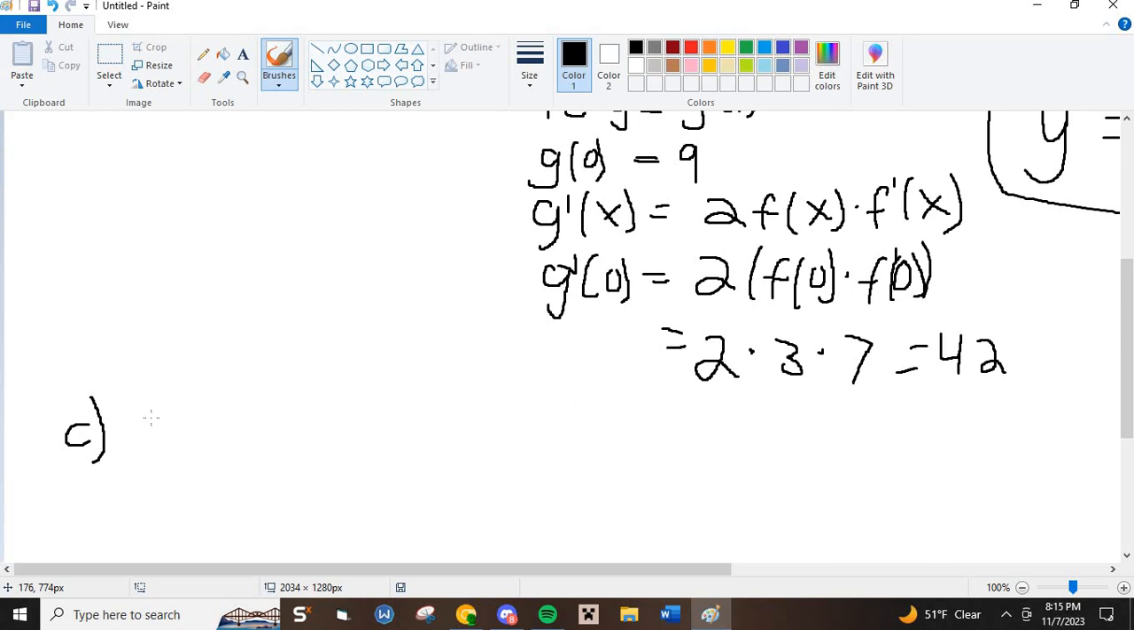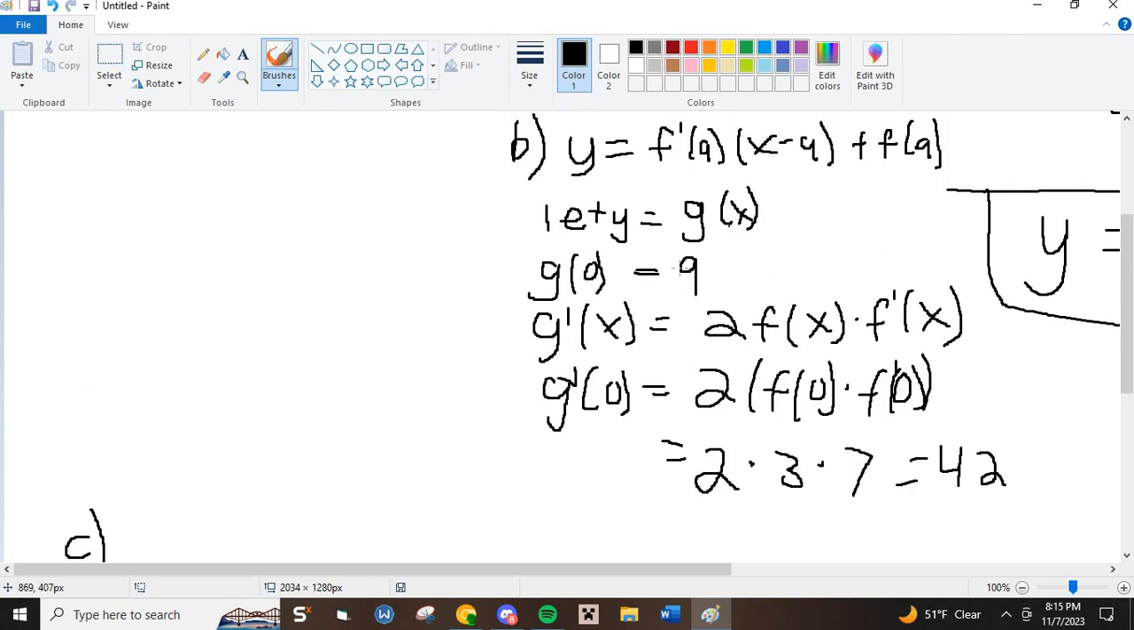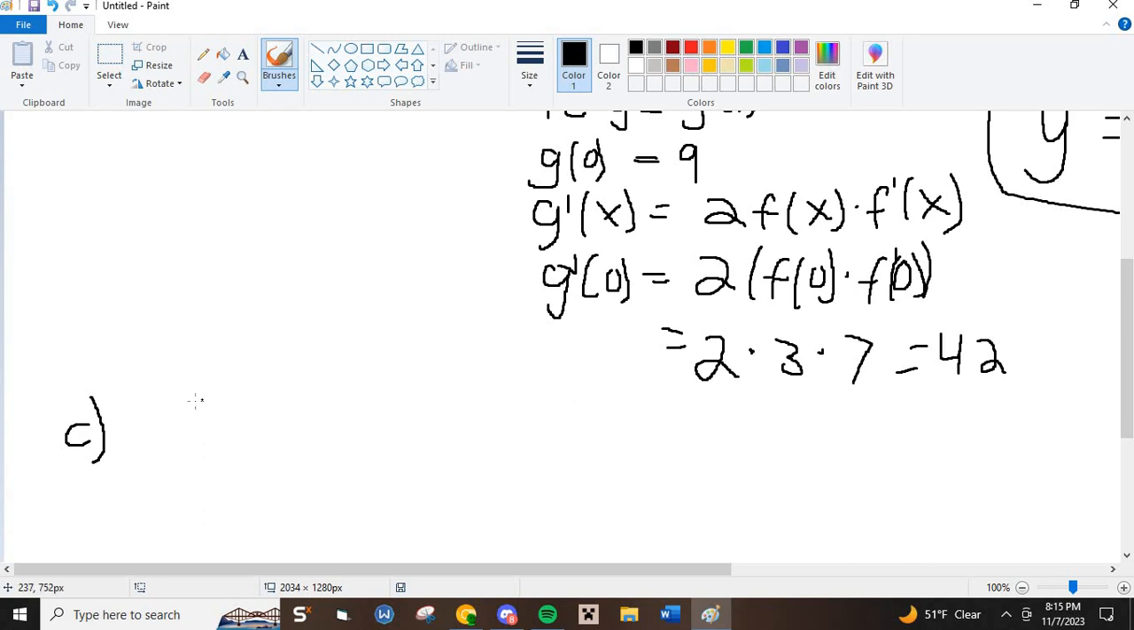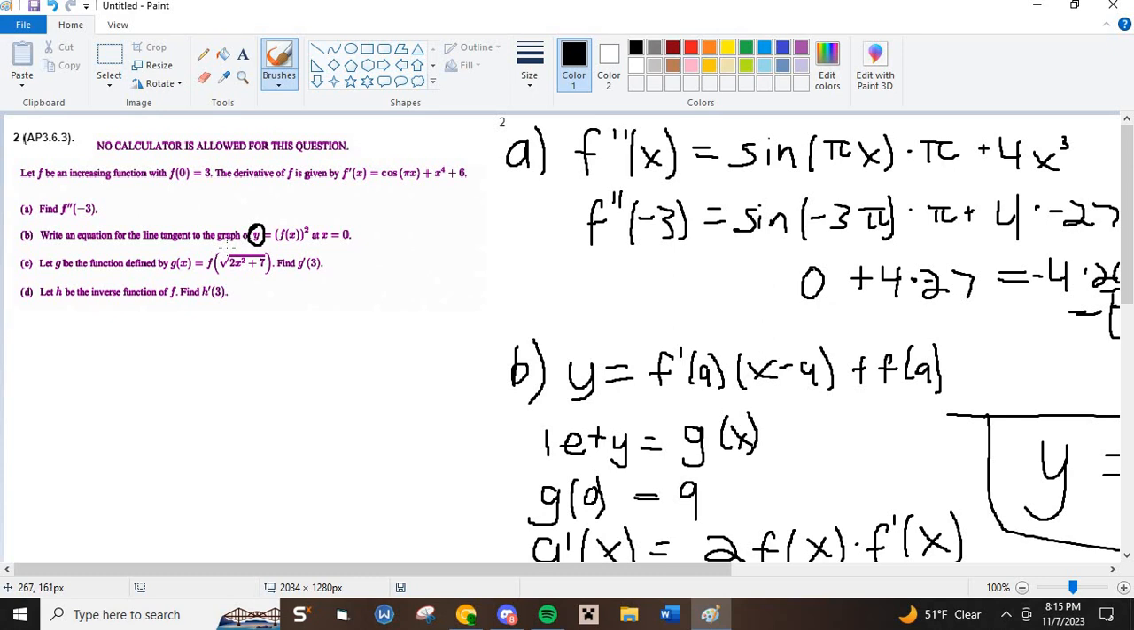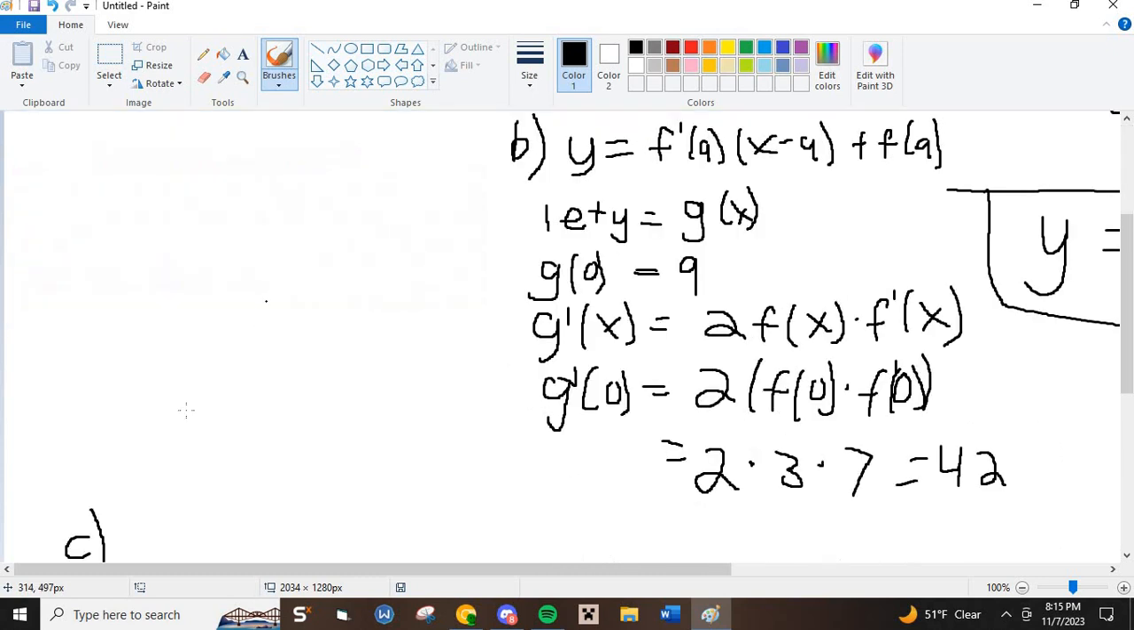So they give you a new function, g. Just ignore everything from the last problem about g. This is a whole new function. So g of x is f of the square root of 2x squared plus 7. So right away looking at this, you should be seeing chain rule. This is just chain rule.